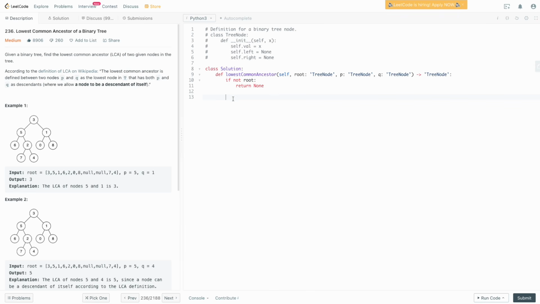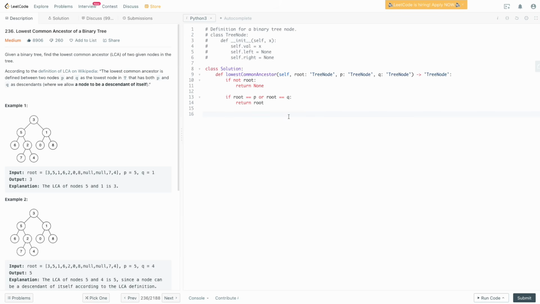What we want to do is say, okay, if the root equals either P or the root equals Q, then we can return that node to the next level. So we can simply say return root. And if we haven't returned at this point, then we need to go into the tree's left and right subtrees.